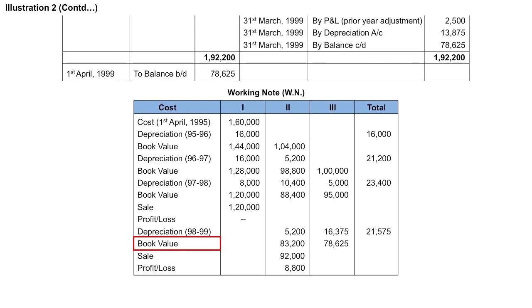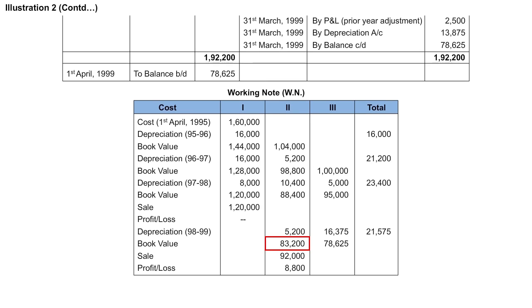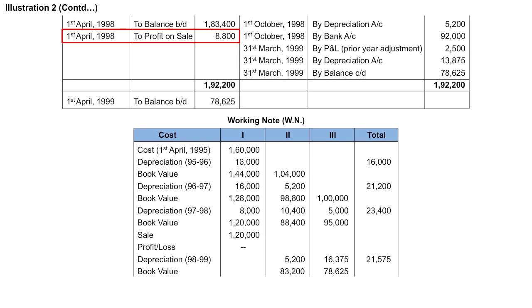So your book value in that case will be 88,400 minus 5,200. So that is 83,200. And it is sold for 92,000. Entry for 92,000 will be bank account debit to machinery account. So machinery account credit side by bank account 92,000. So book value 83,200. We have sold it for 92,000. That means there is a profit of 8,800. So profit is always credited, and hence machinery will be debit. So machinery debit to profit on sale 8,800. So all the entries for the second machine are over.